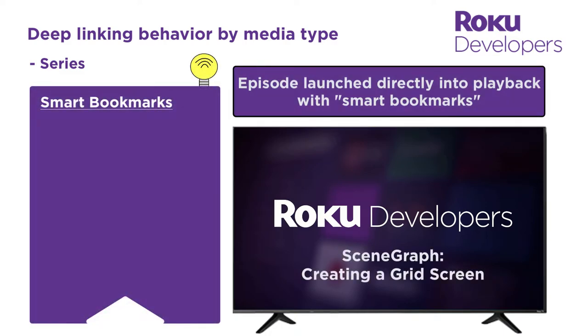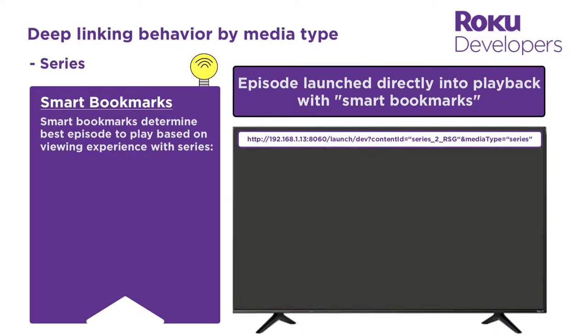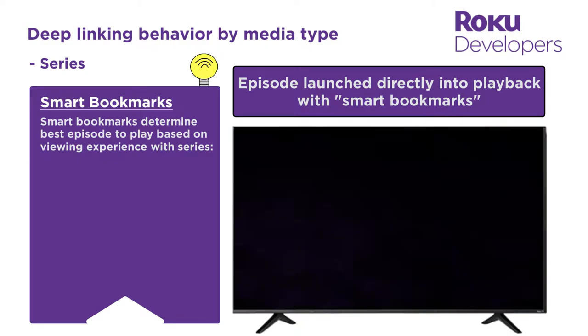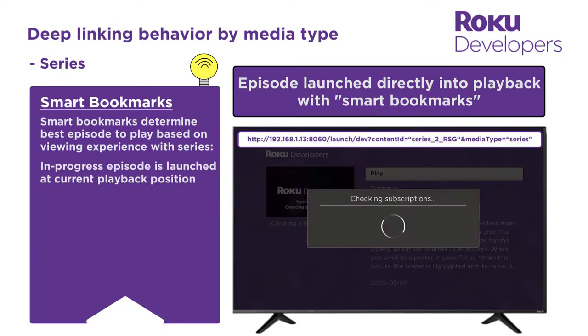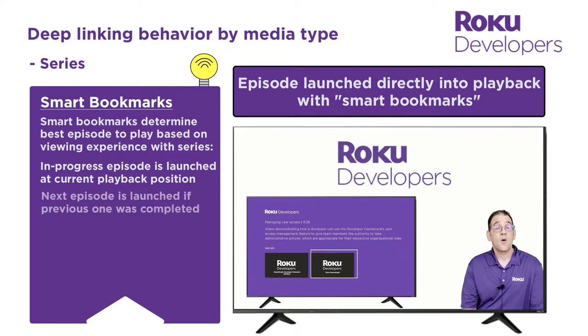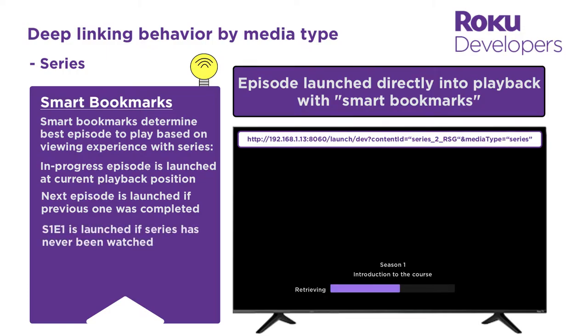A smart bookmark determines the episode to be launched and the playback position based on the type of series, whether the user has previously watched the series, and whether they have completed the last watched episode. For example, if the user is in the middle of watching Season 2, Episode 3, that episode is launched at its bookmark position. If the user finished that episode, the next one in the series, Season 2, Episode 4, in our example, is launched.